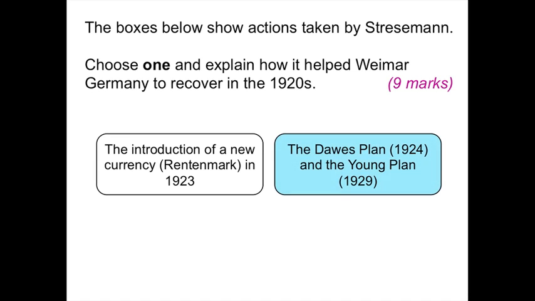Okay, we're going to look at the second question option now. The Dawes Plan, 1924, and the Young Plan, 1929. It's the same question, so you're choosing one and explaining how it helped Weimar Germany to recover in the 1920s. This question asks you about 2 different plans, so you need to write about both plans.